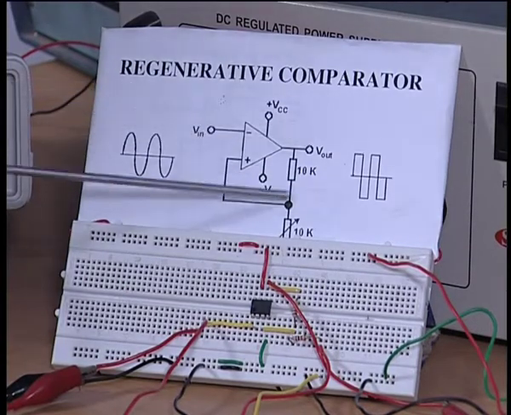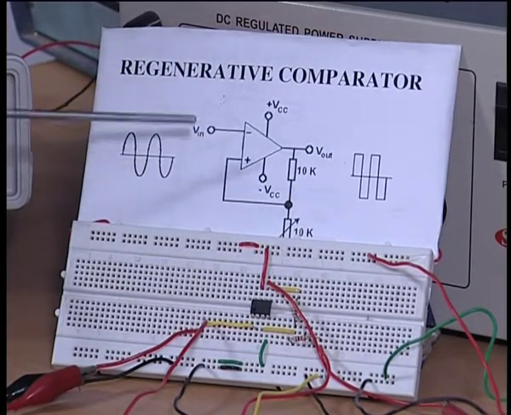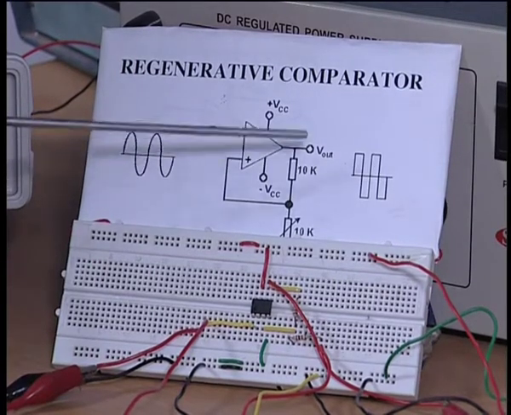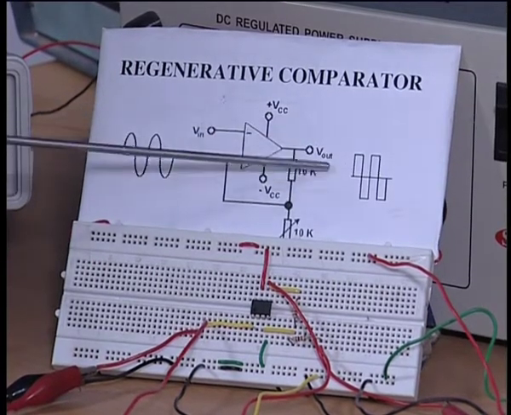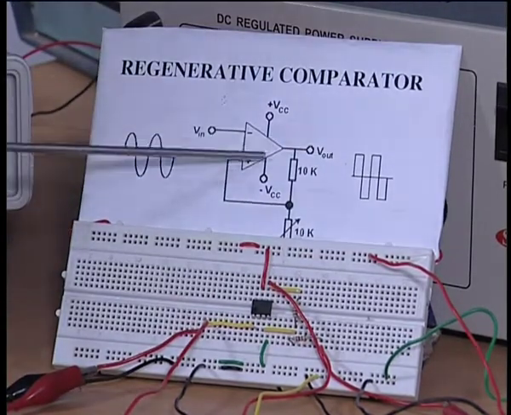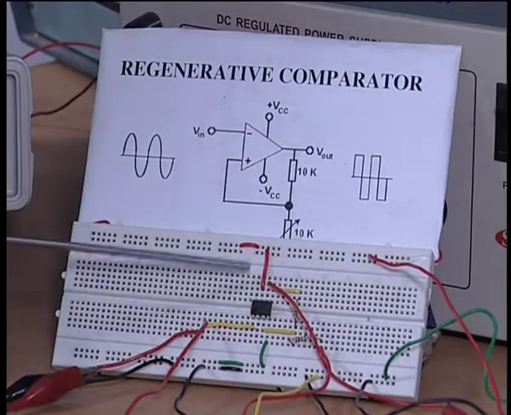In order to show the hysteresis, what we have done is, I have taken this input and given it to the x axis, and the output I have given to the y axis, and I am trying to look at what happens in the oscilloscope. Now, I want you to look at the circuit.